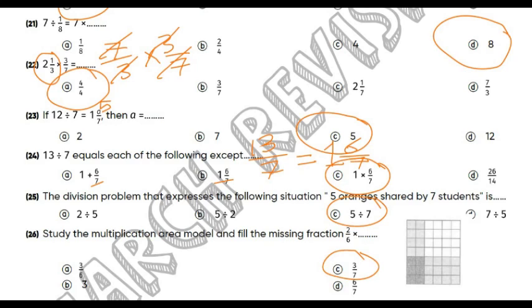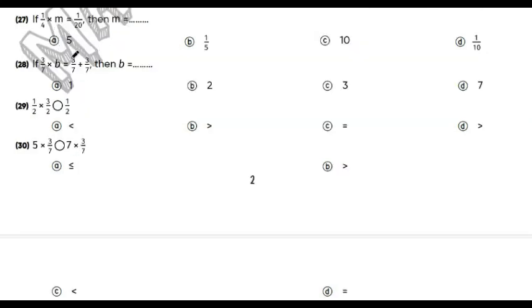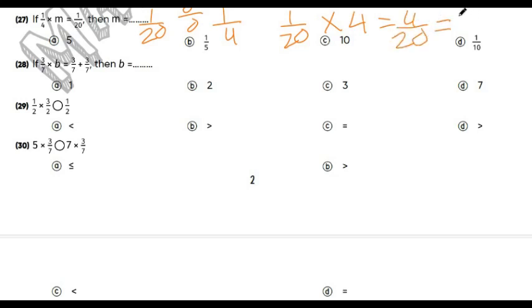Thank you. Now here in 27 we have 1 over 4 times m equals 1 over 20. So to get m we have to divide 1 over 20 by 1 over 4. So we do the same rule, keep, change, flip. Keep 1 over 20, change divide into multiply, flip 1 over 4 into 4, so it will be 4 over 20. Now we can simplify this by dividing up and down by 4. 4 divided by 4 equals 1, 20 divided by 4 equals 5, so the answer is 1 over 5.